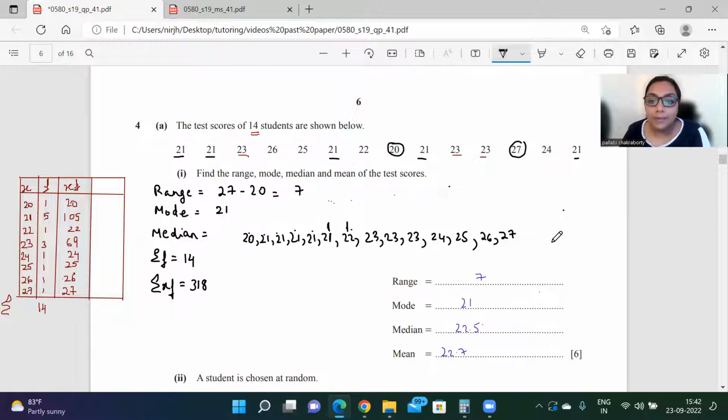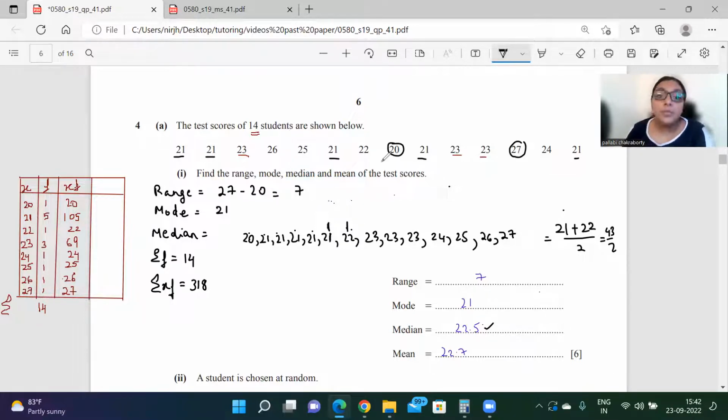So median can be calculated as 21 plus 22, the whole thing divided by 2. That is the mean of the middle terms. And that is equal to 43 by 2, which is equal to 22.5. That is the value of median.